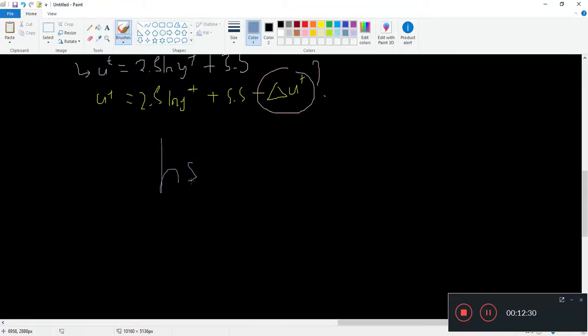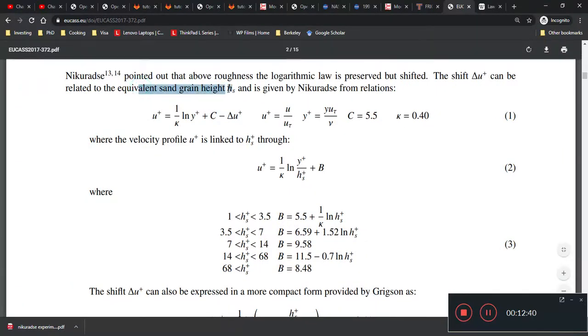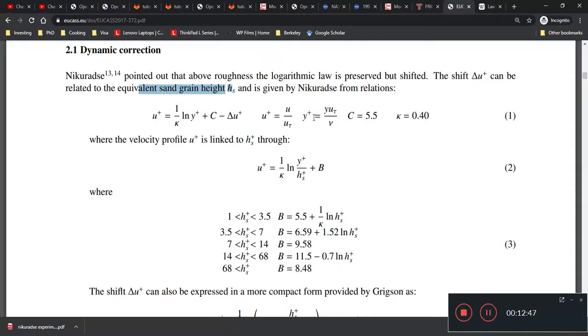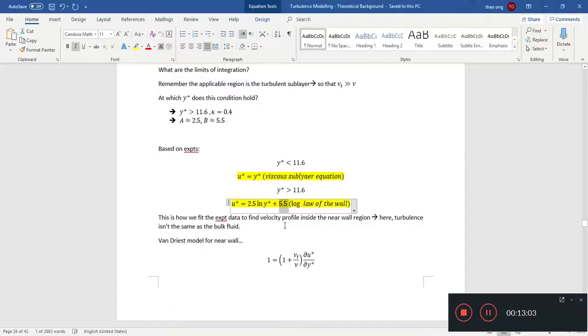hs plus equals some height of the grain, some equivalent sand grain height, they call it equivalent sand grain height. So it's the equivalent sand grain height, and then you non-dimensionalize it using the friction velocity and, of course, the kinematic viscosity. So friction velocity, I will just use v star to annotate it here. Okay.